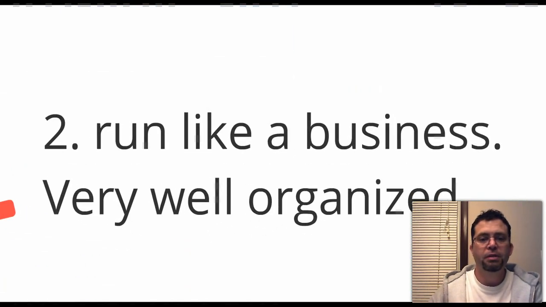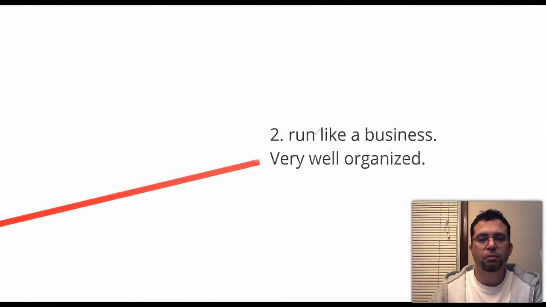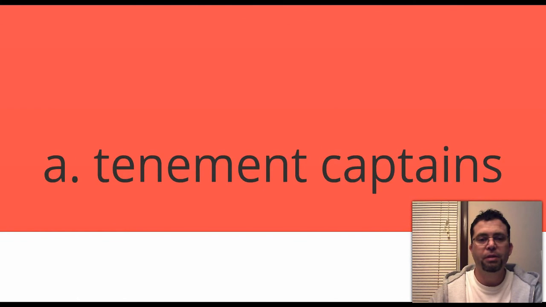Okay, the organization, it's a very well-run, organized business. We're going to show you real quick. It starts out with tenement captains. A tenement is a building. It's where immigrants live. So one captain would be in charge of one building, and it would be his job to make sure the people in that building got what they need, especially around election time.